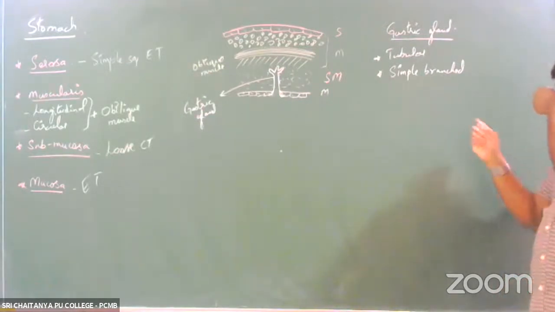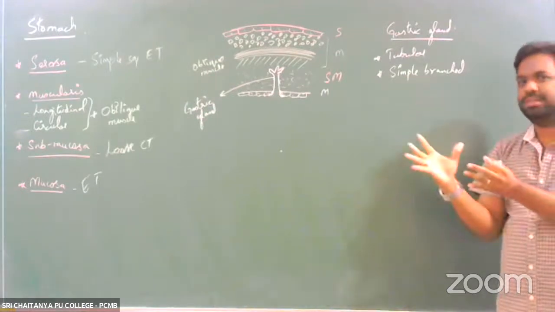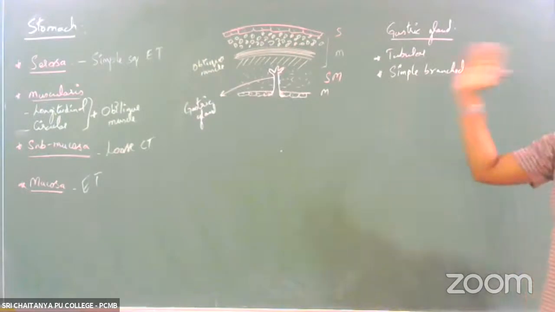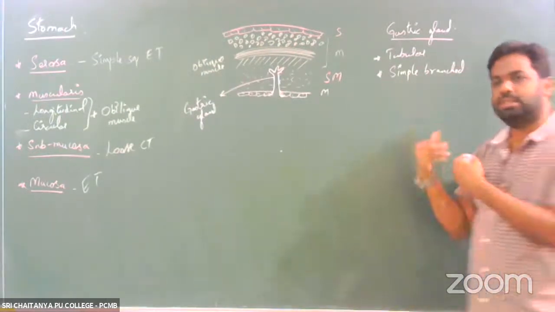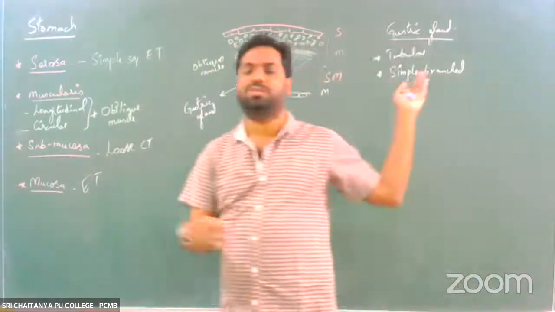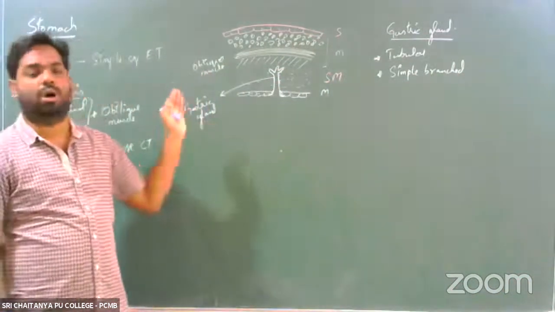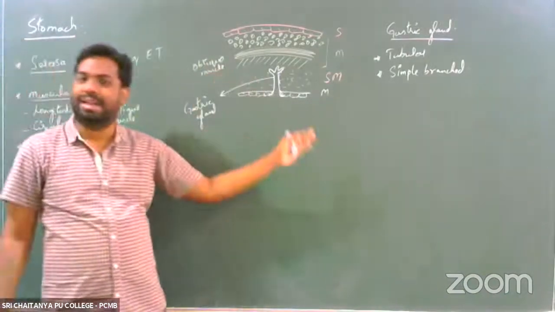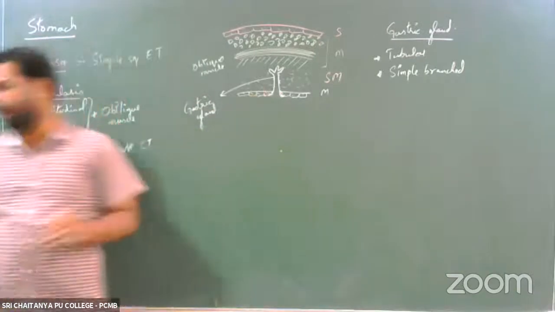The reason why we call it a simple branch is that there is no extensive branching seen. It is just a very simple branching, as we have shown. Now, there are different types of cells present in the gastric glands. Let us quickly see what those different types of cells are, what secretions are seen from those cells of the gastric gland, and we'll also start discussing the role of those particular secretions.